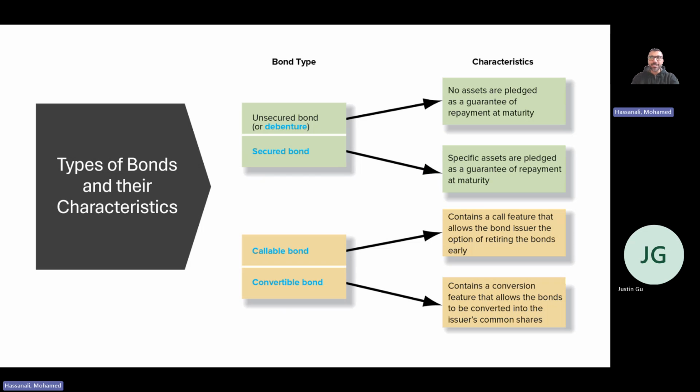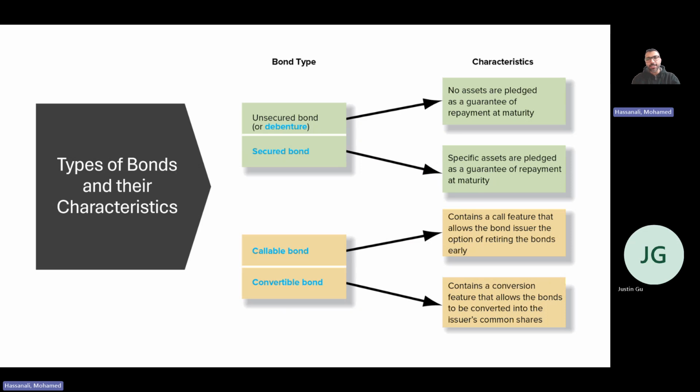Then the next type is a secured bond. A secured bond is the opposite of a debenture, which is when you have some security against the bond. So let's say you go bankrupt, but you have secured or guaranteed the bond against, let's say, the building that your company owned, then the bondholders have the first right to any money that comes from selling that building. Okay, so that's a secured bond.